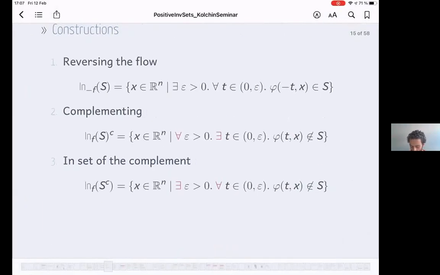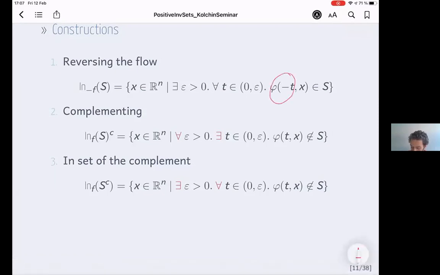Once we have this construction or this operator over set S, we can play with it in several different ways. So one is I can revert the flow. Instead of talking about inf of the set S, I can define or play around with the reverted flow and talk about inf minus F of S. This is the third definition here. It's like the first. I'm just putting a minus because I'm looking at the timeline backwards, if you like.